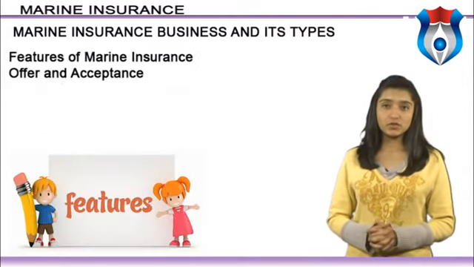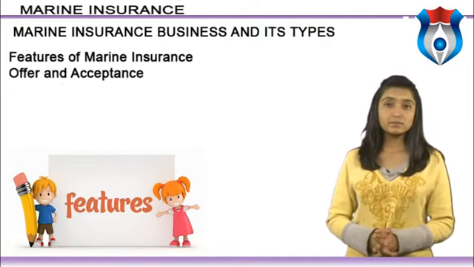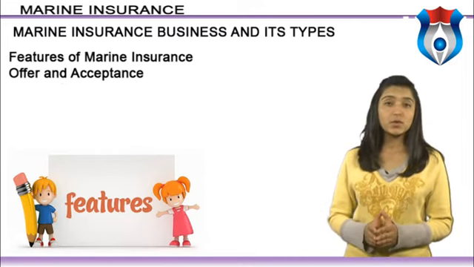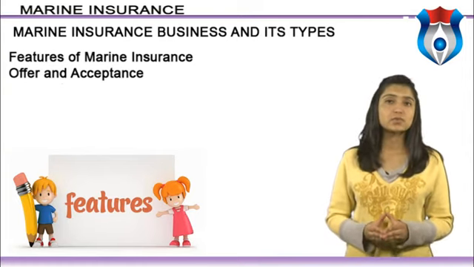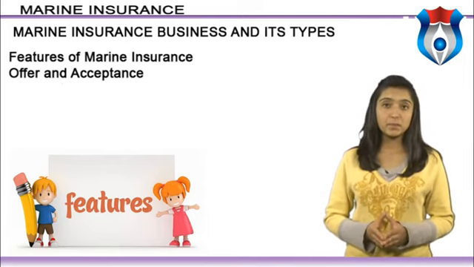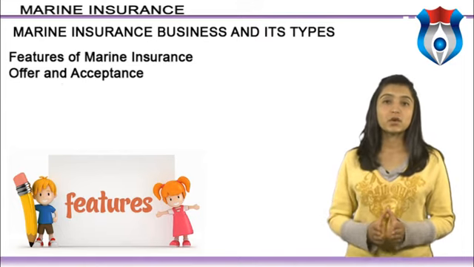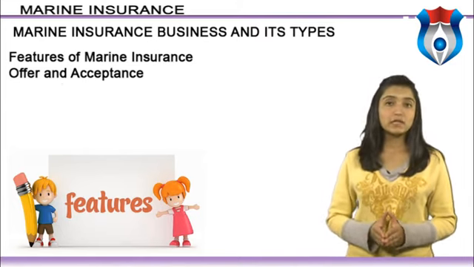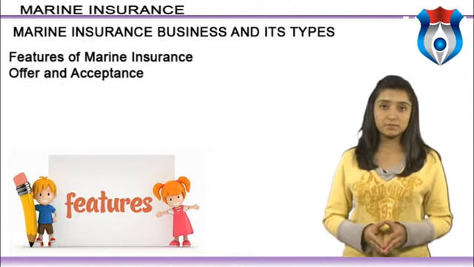Features of marine insurance. The features of marine insurance are: offer and acceptance. It is a prerequisite to any contract. Similarly, the goods under marine transit insurance will be insured after the offer is accepted by the insurance company. Example, a proposal submitted to the insurance company along with premium on 1st April 2011, but the insurance company accepted the proposal on 15th April 2011.